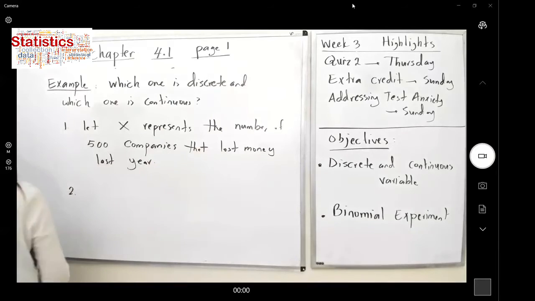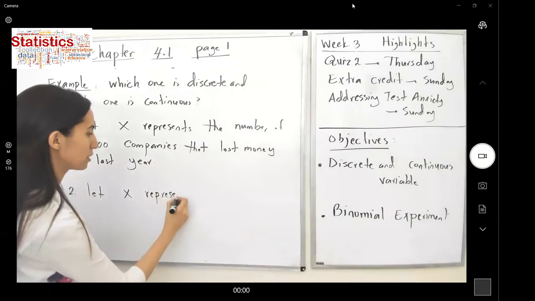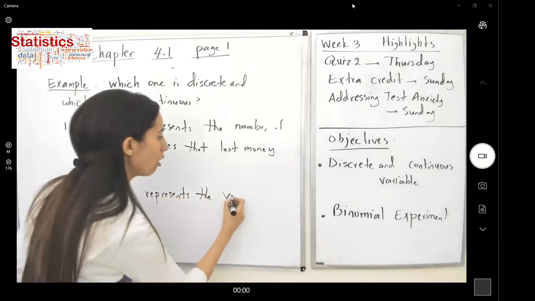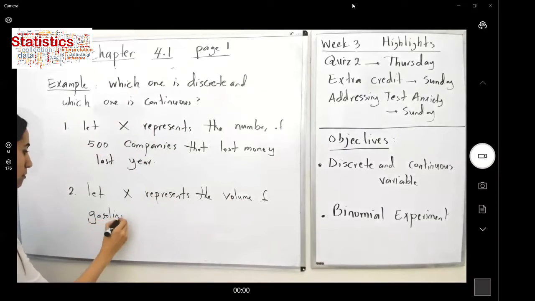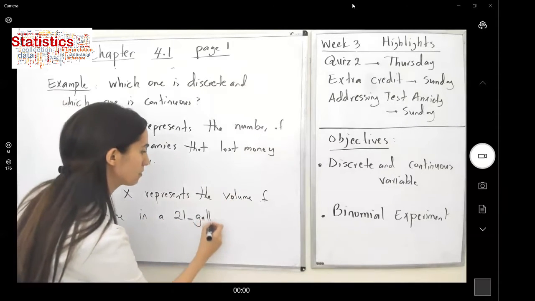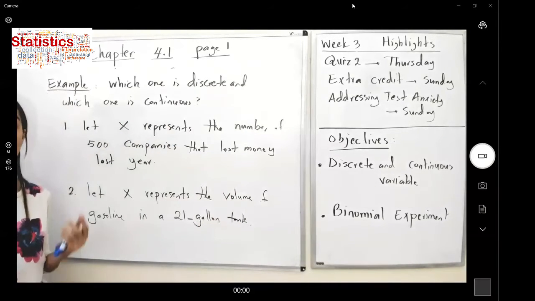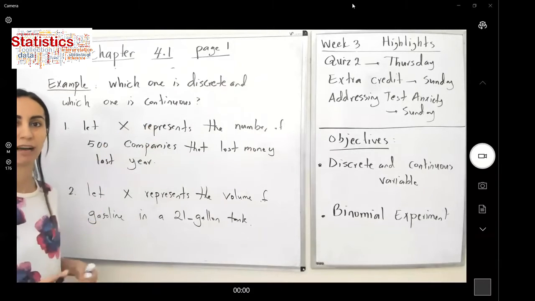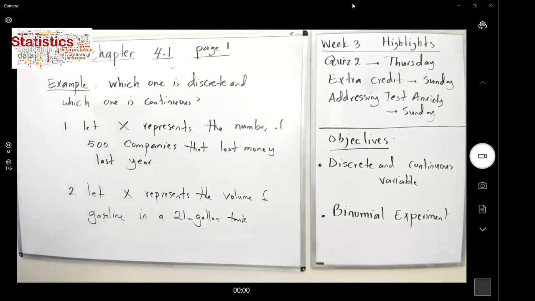And the second one says, hey, let x represent the volume of gasoline in a 21-gallon tank. Which one is countable? Which one is discrete? You can actually count. Which one is continuous? Okay, what do you think, guys?